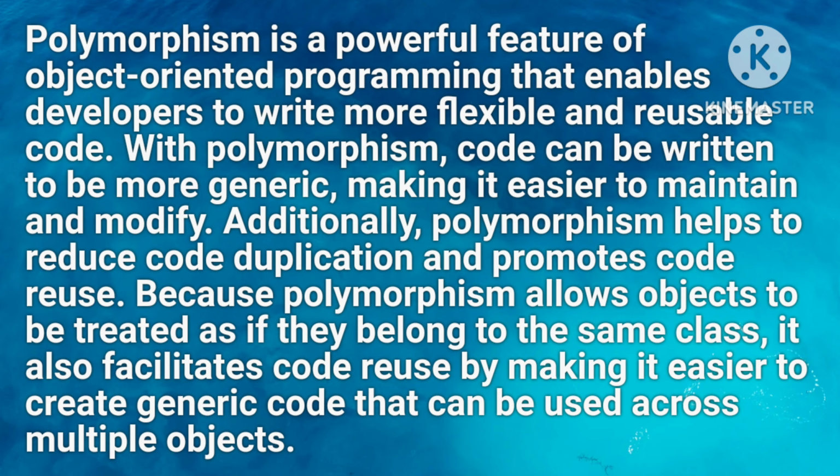Polymorphism is a powerful feature of object-oriented programming that enables developers to write more flexible and reusable code. With polymorphism, code can be written to be more generic, making it easier to maintain and modify. Additionally, polymorphism helps to reduce code duplication and promotes code reuse. Because polymorphism allows objects to be treated as if they belong to the same class, it also facilitates code reuse by making it easier to create generic code that can be used across multiple objects.